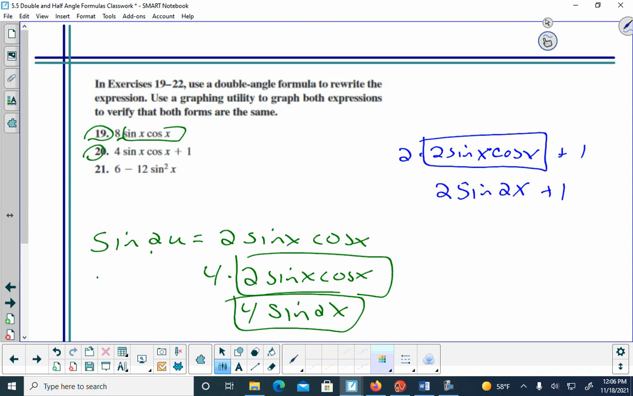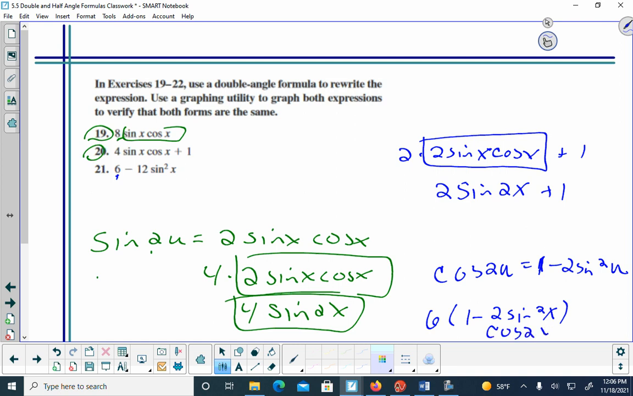The next one, I have 6 minus 12 sine squared x. So I'm looking at my cosine double angles. The one that has sine is cosine 2u equals 1 minus 2 sine squared u. So here, if I want a 1, I'm going to have to factor out a 6. So I'm going to say 6 times 1 minus 2 sine squared x. This is cosine 2x, and I'm just going to put the 6 in front and make it 6 cosine 2x.